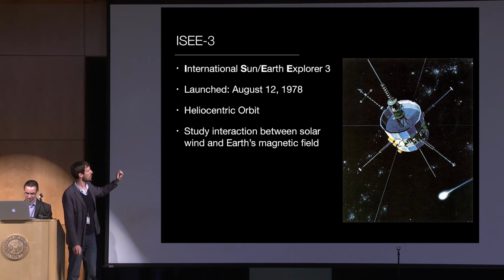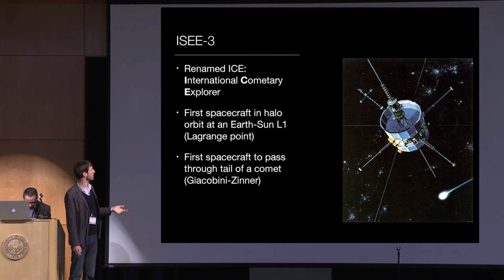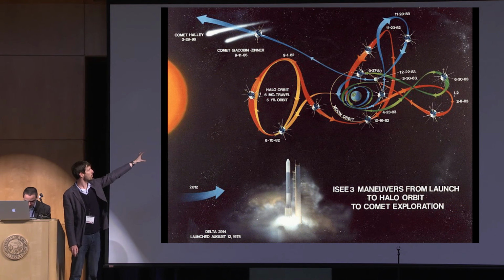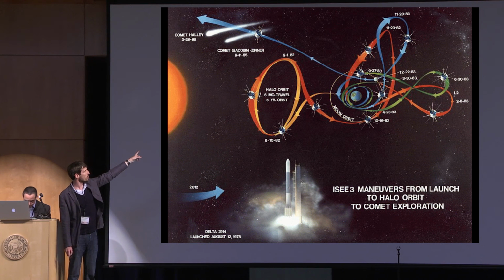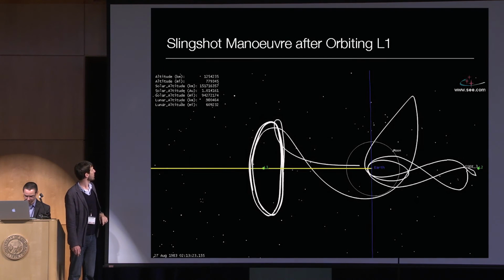So this was an old NASA space probe that got sent out in 1978. It was designed to do solar science. It was also repurposed to be the first to pass through a comet and beat other countries that were attempting to do the same thing. They created this incredible orbit to go around the L1 Lagrange point for a while and then go out and meet the comet.